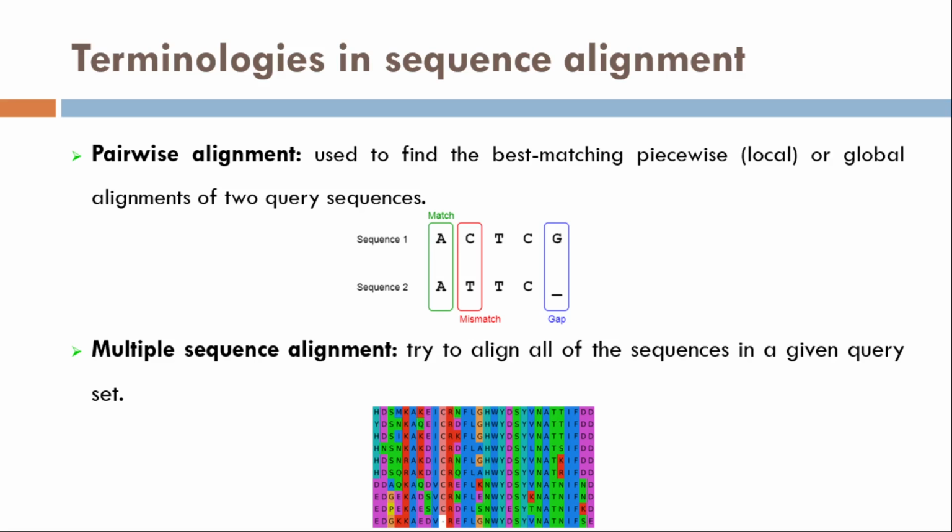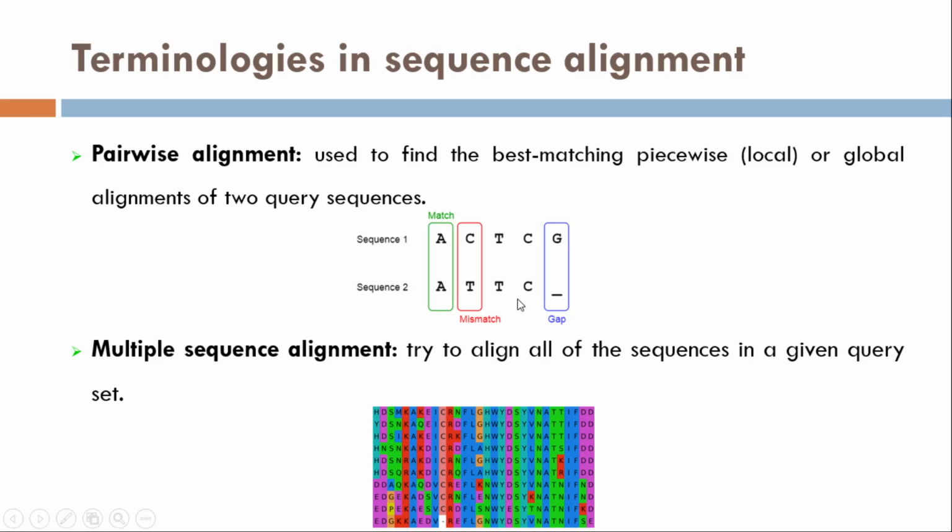Today in this lecture, we are going to discuss sequence alignment in detail. Let's recap for one or two minutes what pairwise sequence alignment is and what multiple sequence alignment is. In pairwise sequence alignment, whenever you want to align two sequences, that is simply known as pairwise sequence alignment. If you want to align more than two sequences together, that is known as multiple sequence alignment.